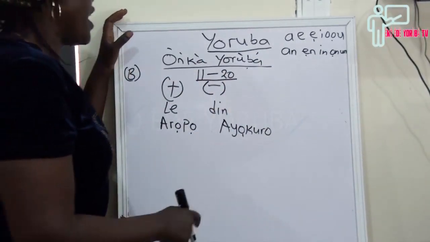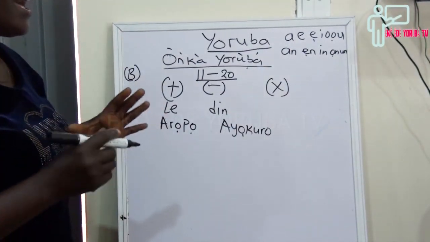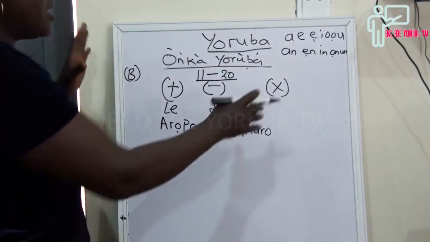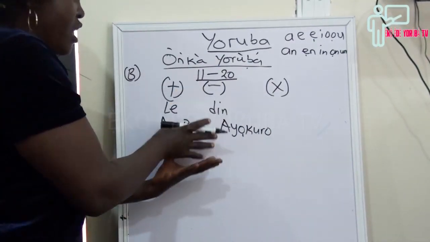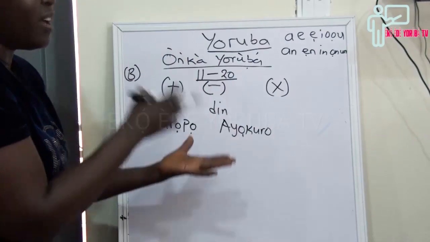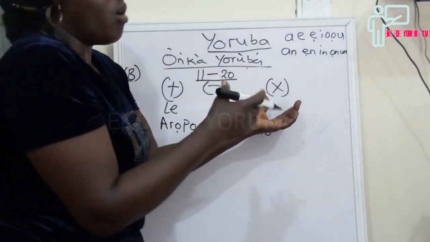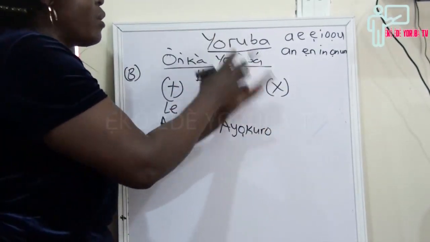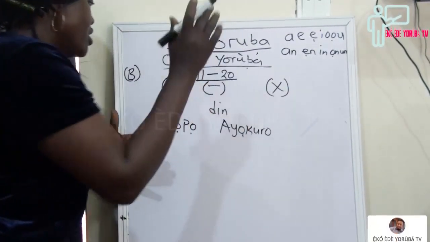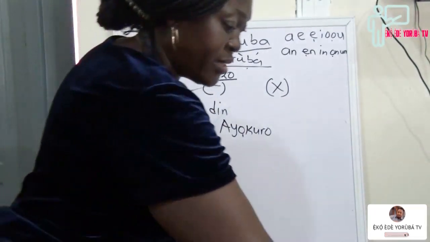We also have multiplication, which is isodipupo. But this one is not for this one now. It's not from 11 to 20. So when we get to anything from 20, we'll be having isodipupo, which is multiplication. So when we get to the numbers, now, starting from 11 to 20.